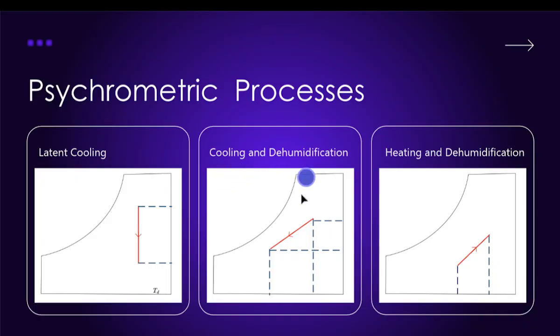Cooling and dehumidification process: in this process the humidity ratio decreases, the specific humidity decreases, and the temperature also decreases. So the process goes in this direction. Heating and humidification, not dehumidification, means the humidity increases and the temperature also increases. So it's a positive slope, going vertically up the line. So these are the slides present, and I will cover all these in our next video, and I will also give some examples related to it.